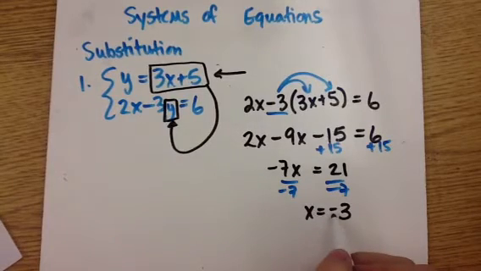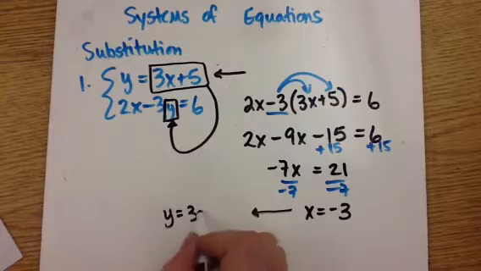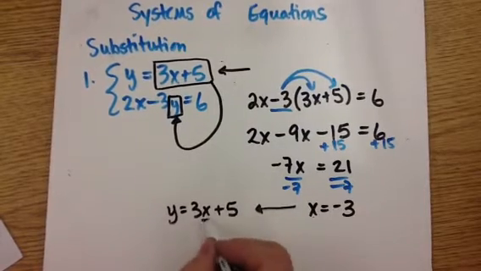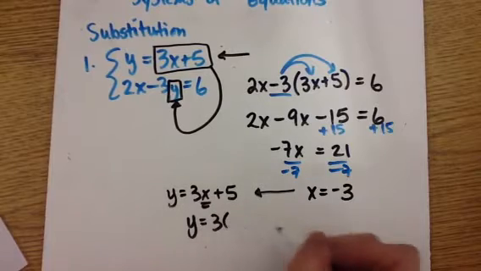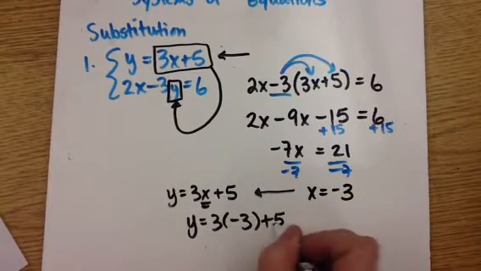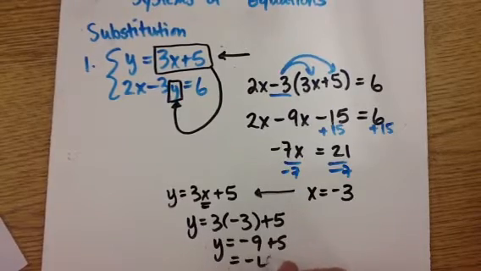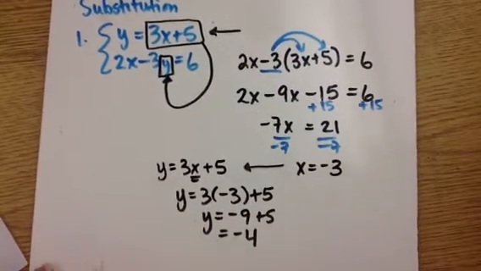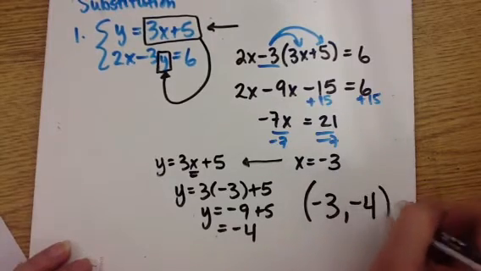Then we're going to use x equals negative 3 and substitute that into y equals 3x plus 5 for the x value. So y equals 3 times negative 3 plus 5. So y is negative 9 plus 5, or negative 4. Then my solution will be the ordered pair, negative 3 for x, negative 4 for y.